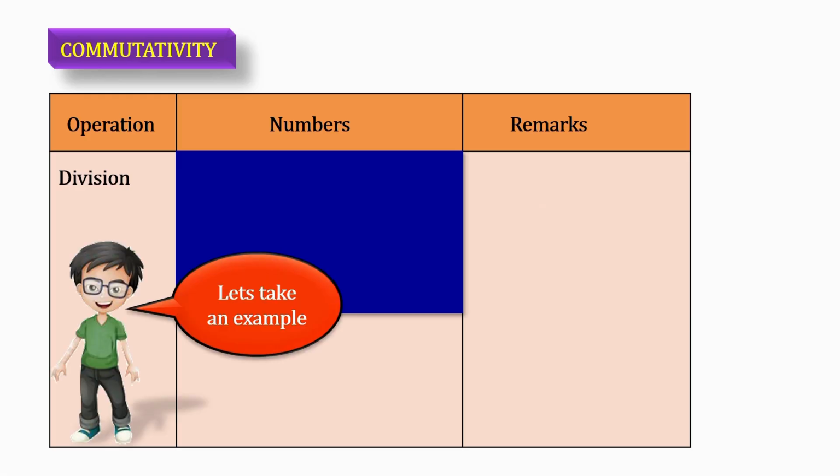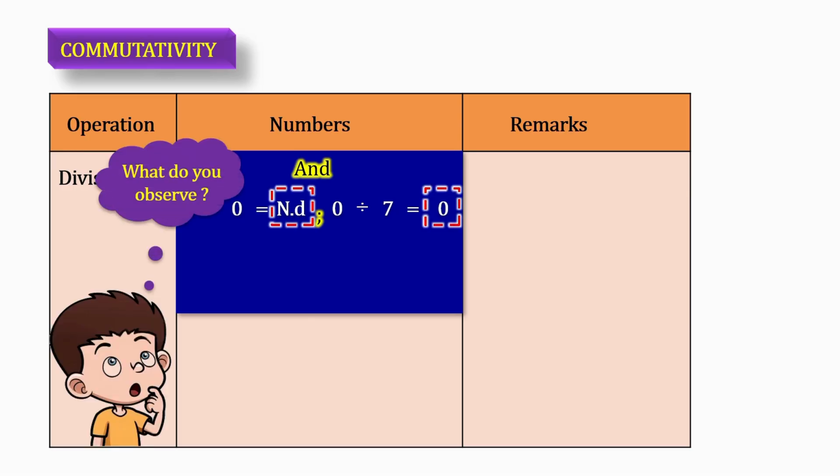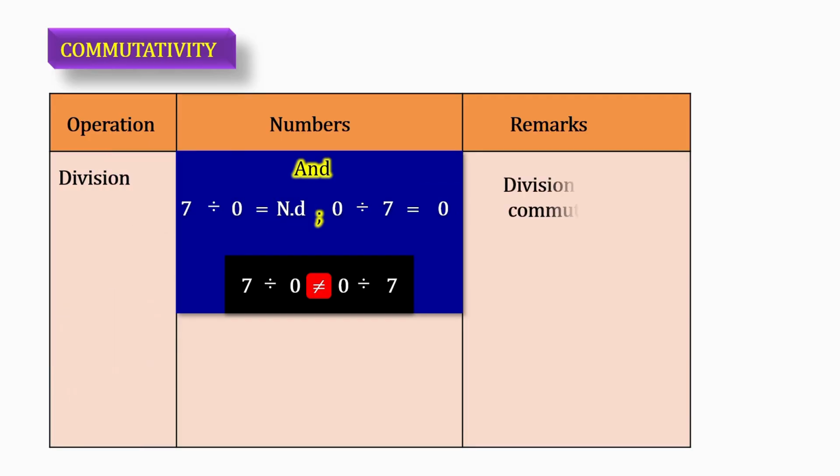Division. Let's take an example. 7 divided by 0 is not defined, and 0 divided by 7 is equal to 0. So what do you observe? That 7 divided by 0 is not equal to 0 divided by 7. So division is not commutative.